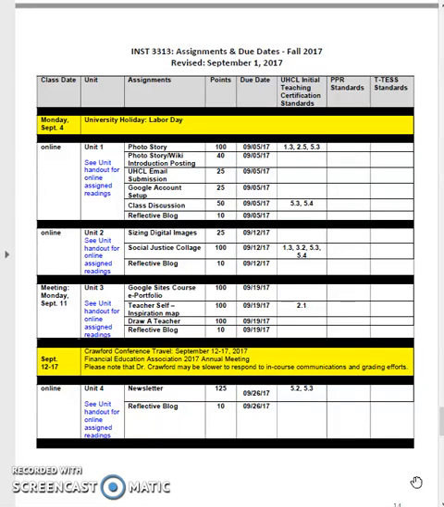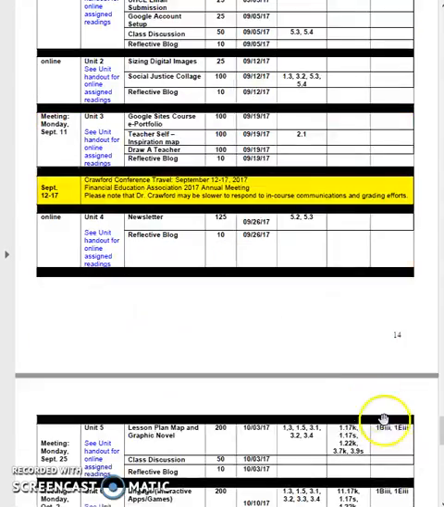However, on Monday, September 11th, our Unit 3 will focus upon the Google Sites course e-portfolio that you're going to be creating. There is a template out there. A teacher's self-inspiration map. Notice inspiration, that's software. You're going to draw a teacher and, again, a reflective blog. And please notice on September 12th, I am traveling for conference work. I'm attending a Financial Education Association annual meeting, presenting a few different topics, as well as attending the conference. So, Unit 4 will be an online event where we are creating newsletters and, of course, reflective blog.